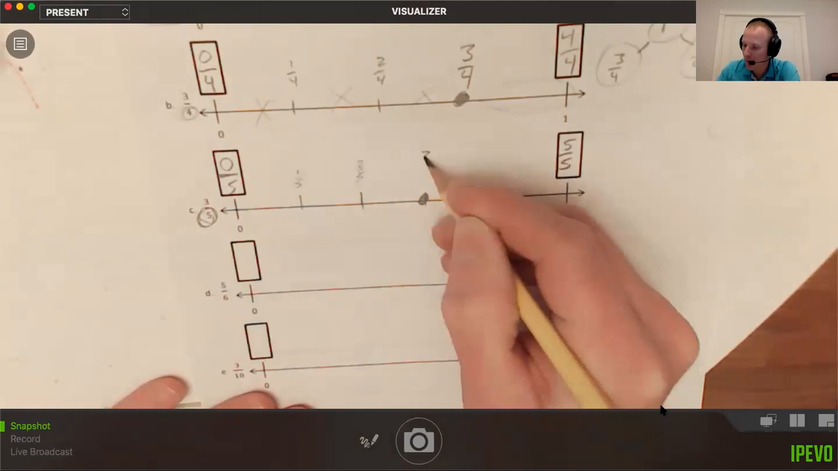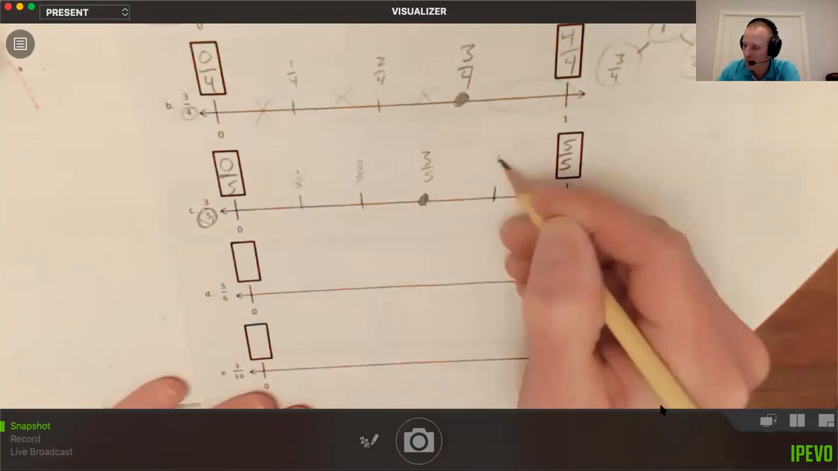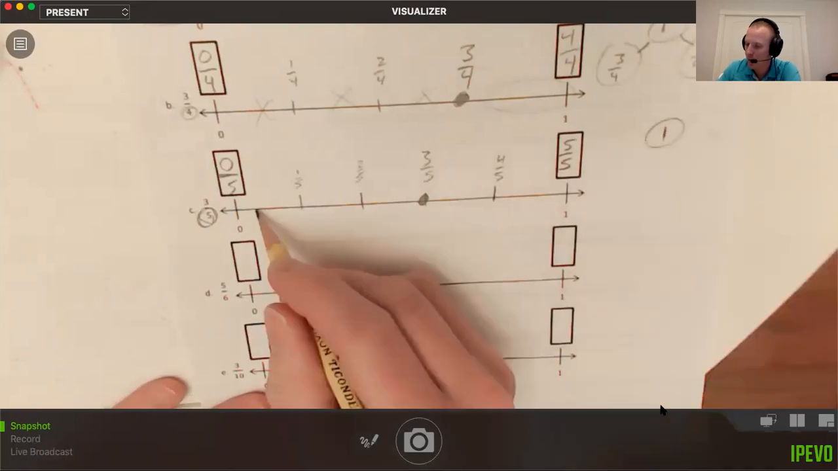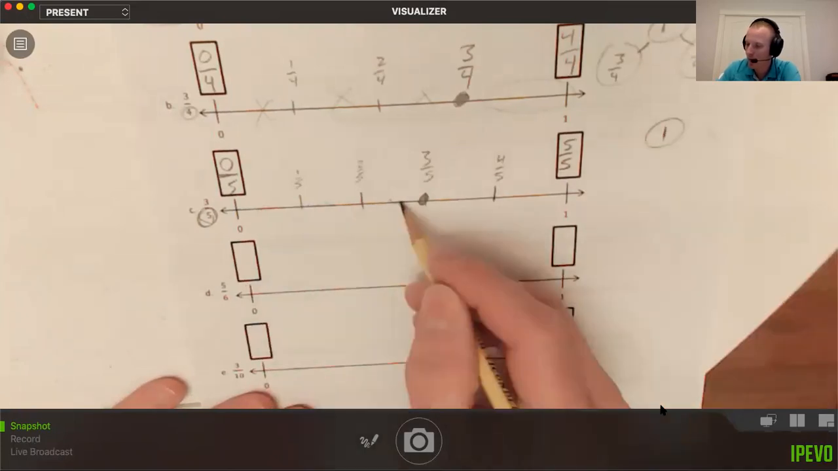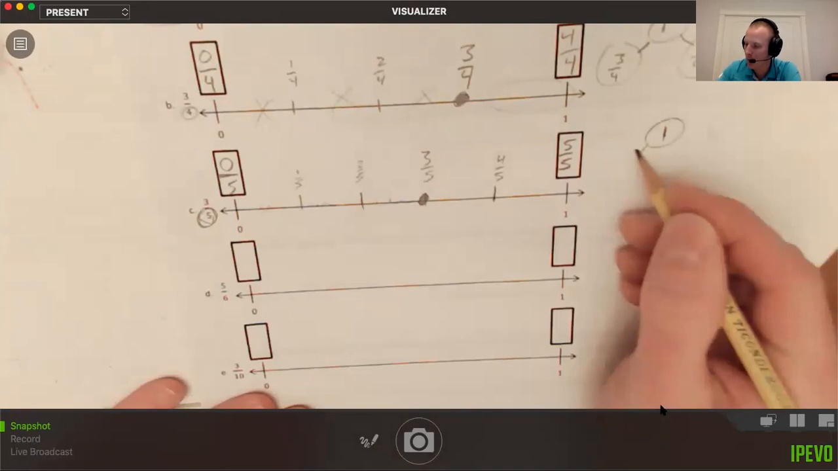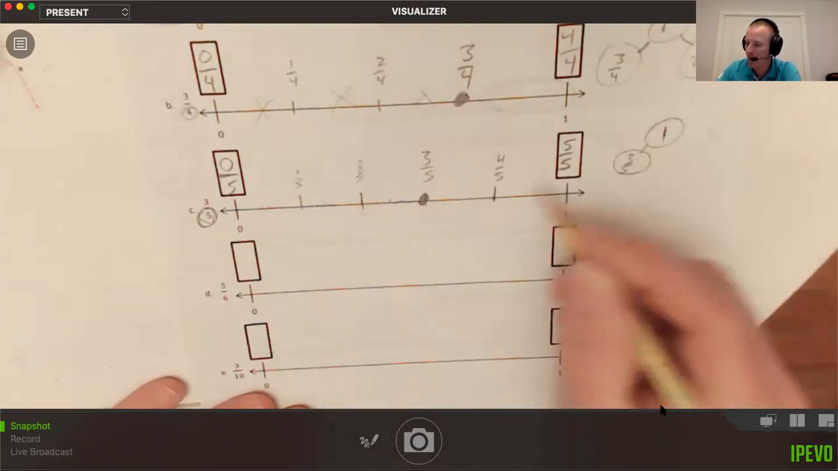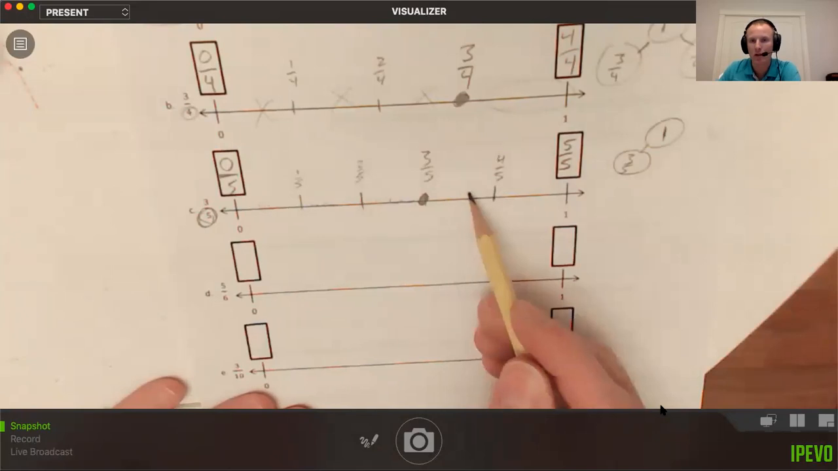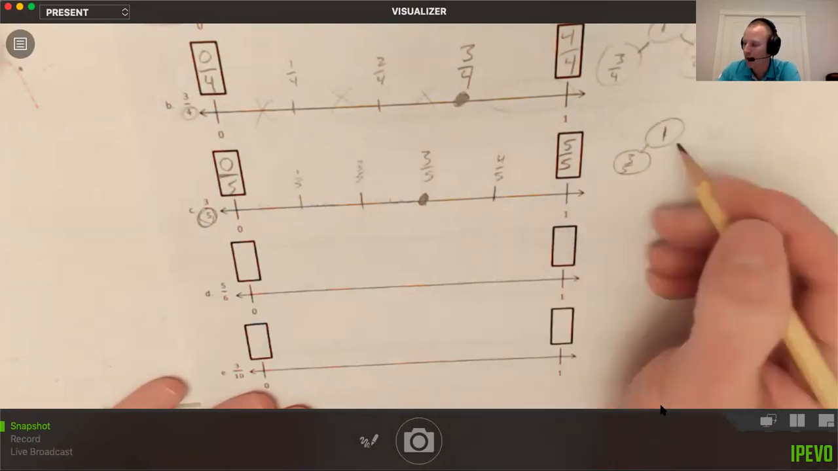This one is 3/5, and this one's 4/5. So I had 1/5, 2/5, 3/5 was one of my bubbles. And then I have to figure out how many fifths were remaining. Well, there's one here and one here, so that's 2/5.